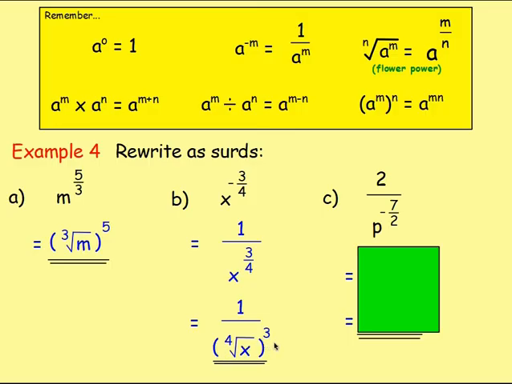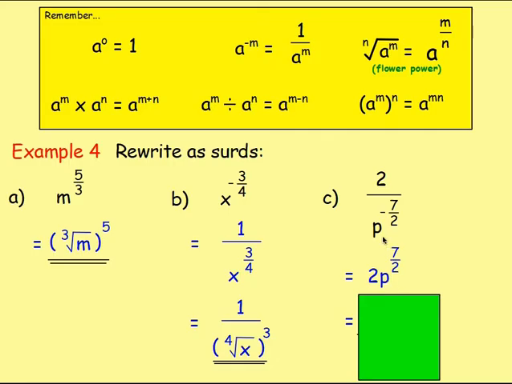Next one, you've got 2 over p to the power of negative 7 over 2. Again, we've got this issue with the negative index. Olivia, help us out. What do you do? Yeah, move the base and the index to the top. So keep the 2 just as it is, and then move the p to the power of negative 7 over 2 up to the top. And that magically changes the index from a negative to a positive. From there, well, the 2 is going to stay just as it is, but p to the power of 7 over 2.